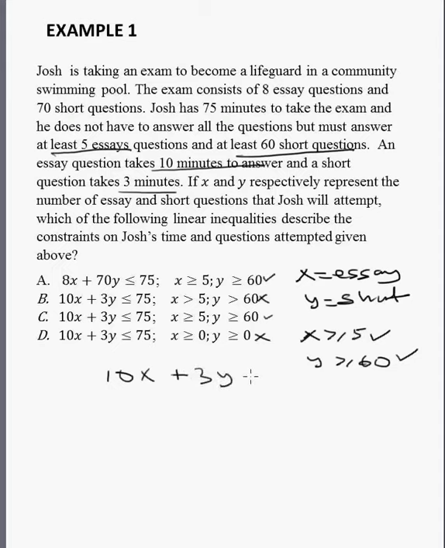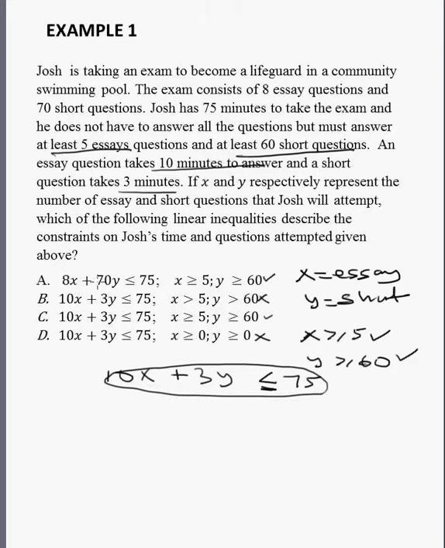And the total time you have is 75 minutes, so you have to finish by that 75-minute mark. An essay question takes 10 minutes, essay is x, so 10 times x, plus a short question takes 3 minutes, so 3 times y. You need to have it like this. So if you look at this condition now, you need to find this condition.